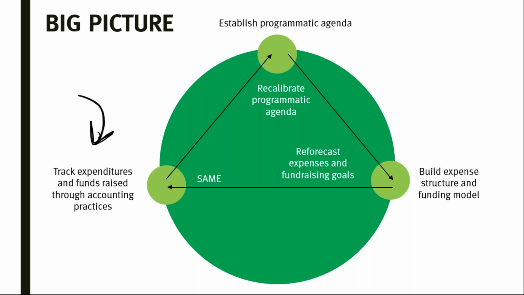But the important thing to note is that this is such a critical piece of the puzzle, because if you don't do this effectively, then you don't have the data. You don't have the information you need to recalibrate your programmatic agenda, to reforecast the expenses, and to be effective in your accounting going forward. If you don't know what you've spent, how much you've brought in, and where it's all gone, you can't make smart decisions about how to tweak things for the future. So that's where accounting comes in. It really gives you the raw data that you need in order to make those strategic decisions and moves.